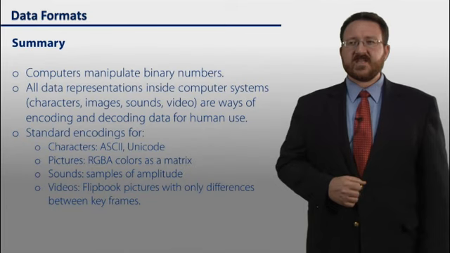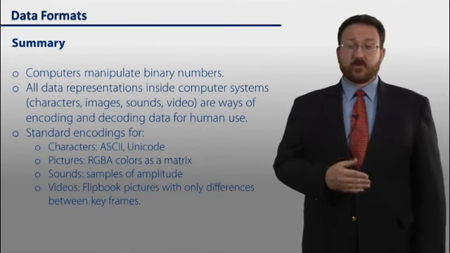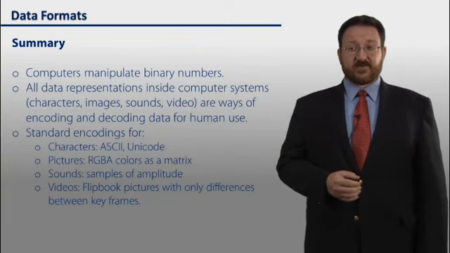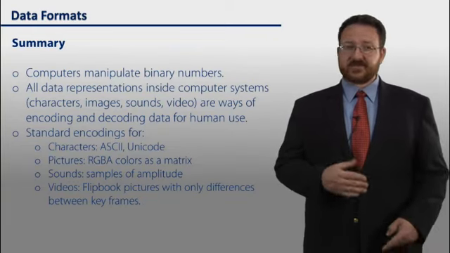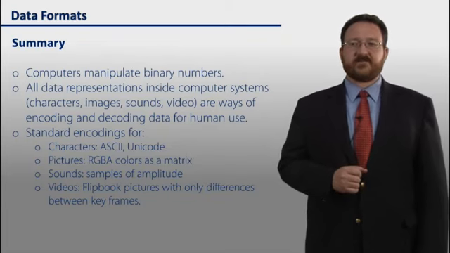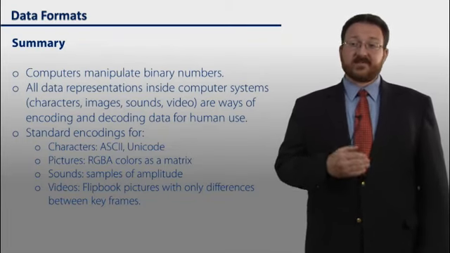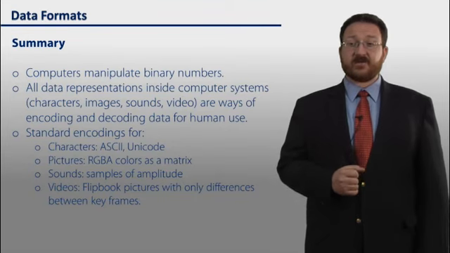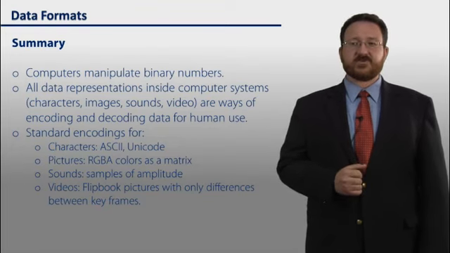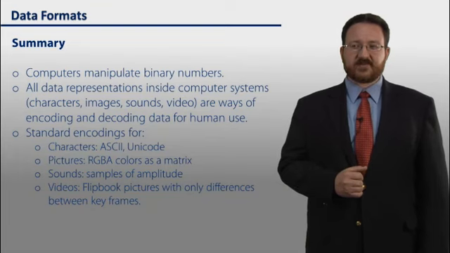In summary, computer systems only manipulate binary numbers. All data representations inside computer systems, that is, characters, images, sounds, and videos, are ways of encoding and decoding binary information for human use. We have standard encodings for ASCII and Unicode for characters, RGBA colors as a matrix for pictures, samples of amplitudes for sounds, and flipbook pictures with differences between keyframes for videos.